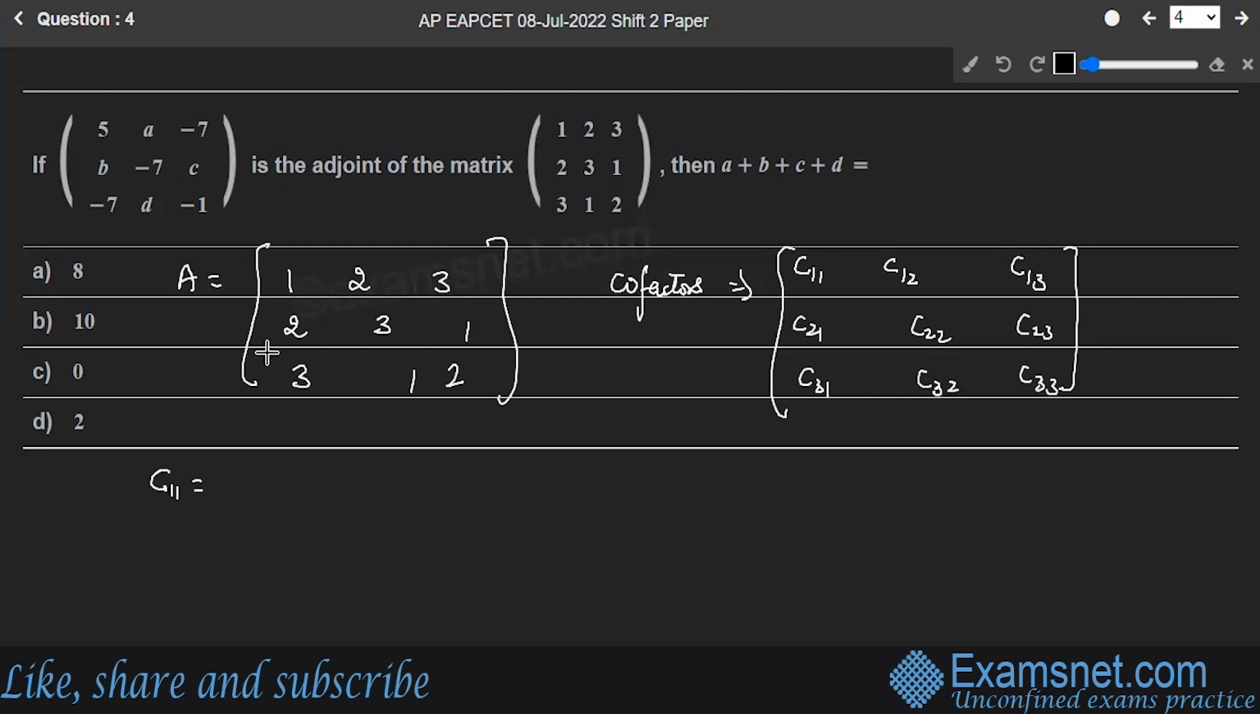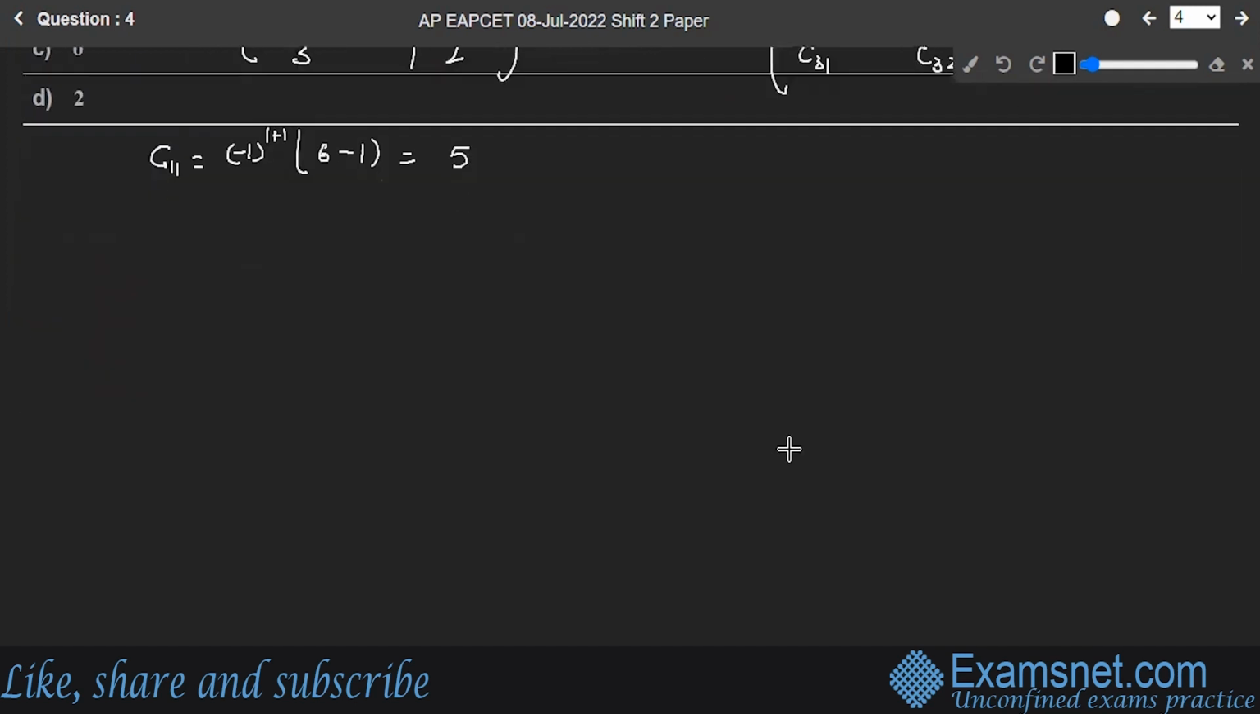So it will be given by, first of all, minus 1 raised to power 1 plus 1 whole multiplied by 3 multiplied by 2 minus 1 multiplied by 1. 3 multiplied by 2 will give me 6 minus 1. This will give me 5. So I'll keep on writing the matrix of cofactors over here. So the very first one will be 5.